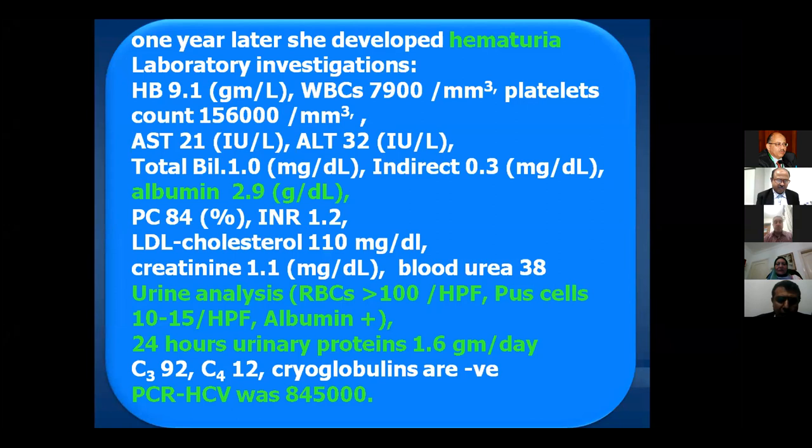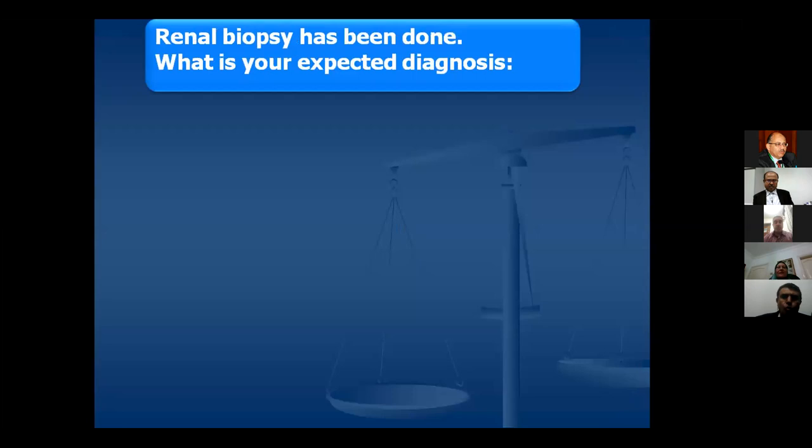and the cryoglobulin negative, and here PCR for hepatitis C virus was 845,000. Two positive findings: the patient developed hematuria with subnephrotic proteinuria and RBCs in urine, and pus cells 10 to 15, normal complement, cryo negative, PCR about 800,000. Renal biopsy has been done. What is your expected diagnosis?